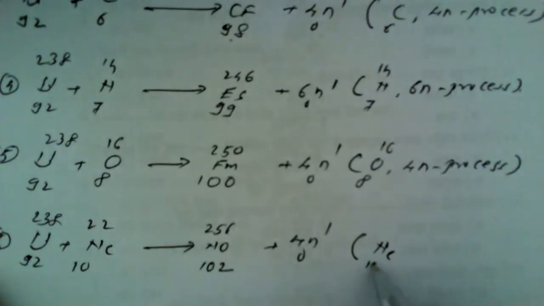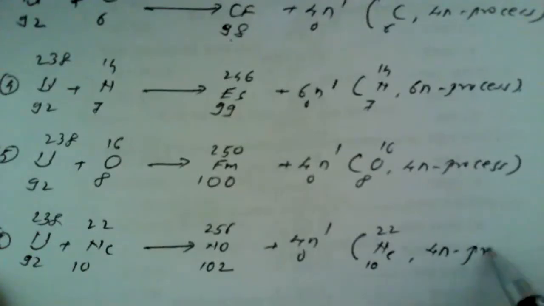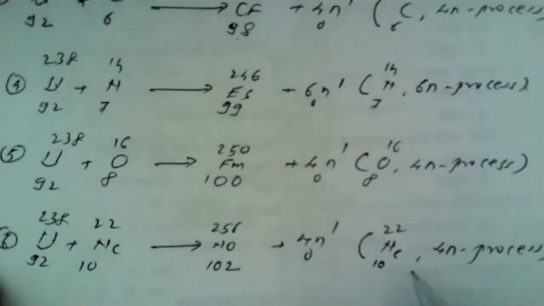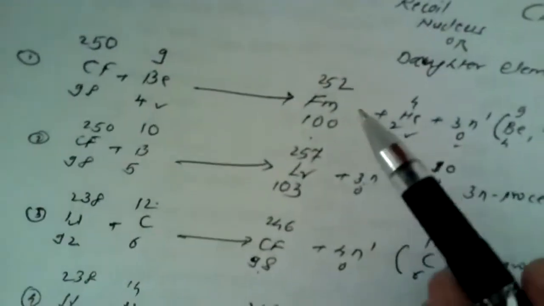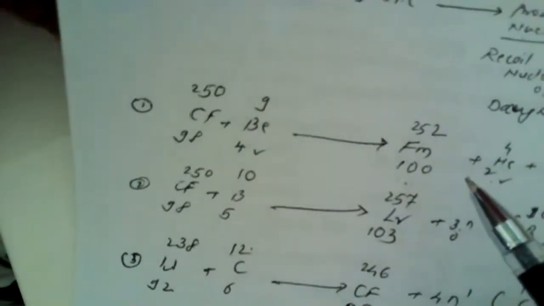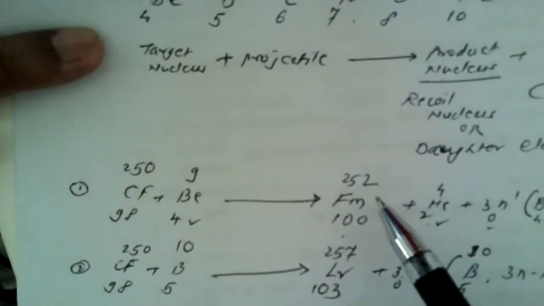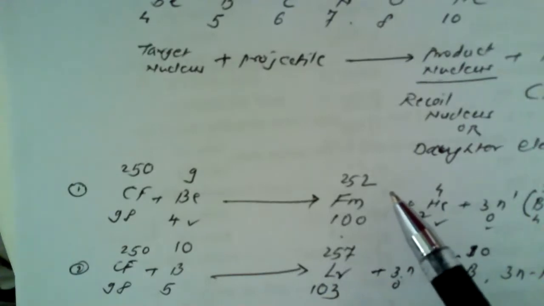Neon as a projectile, 10 22, 4 neutrons are ejected. This is known as a neon 10 22 process. So this is how we can synthesize certain higher members of the series. See here, fermium is obtained, lawrencium, californium, einsteinium, fermium, again nobelium. So all these are referred to as heavy ions, which are obtained just by bombarding with the help of some heavy ions. So this is all about the heavy ion bombardment method.